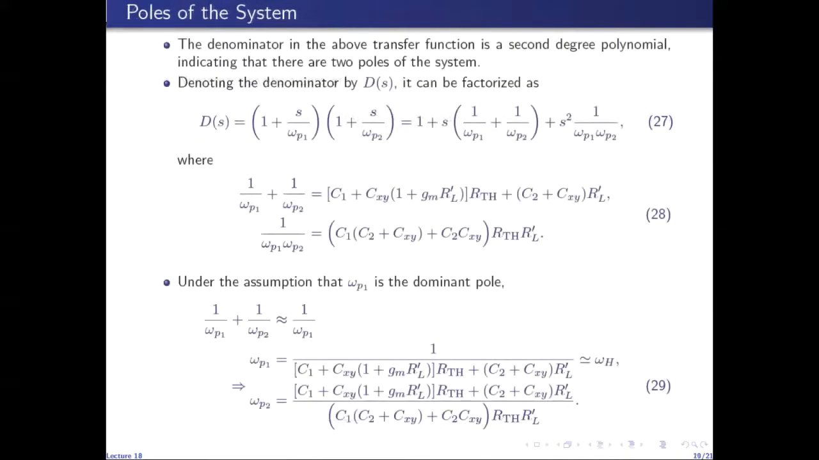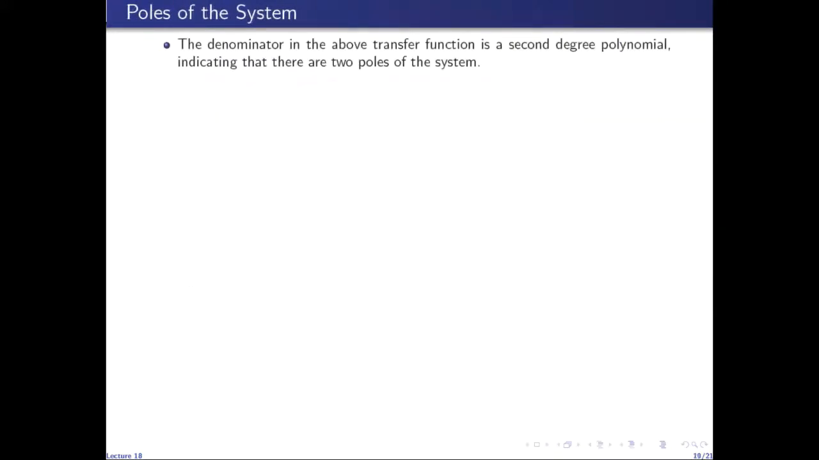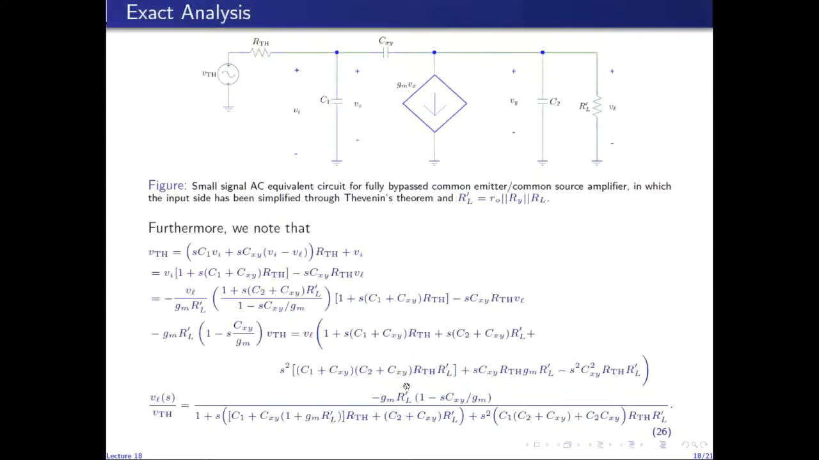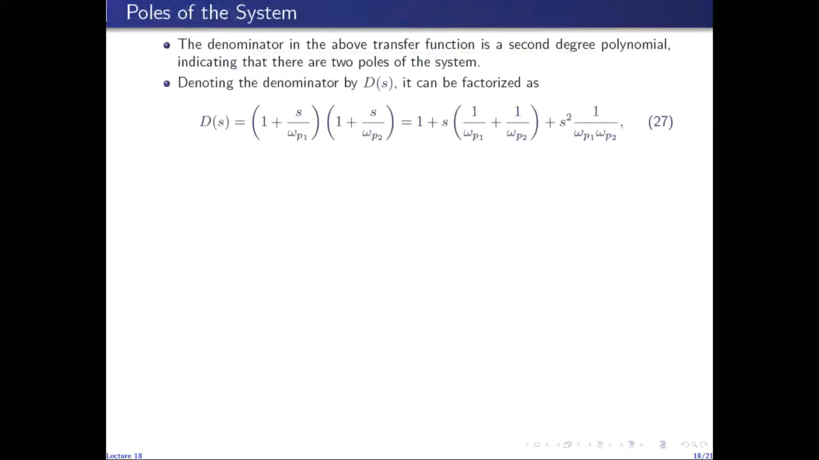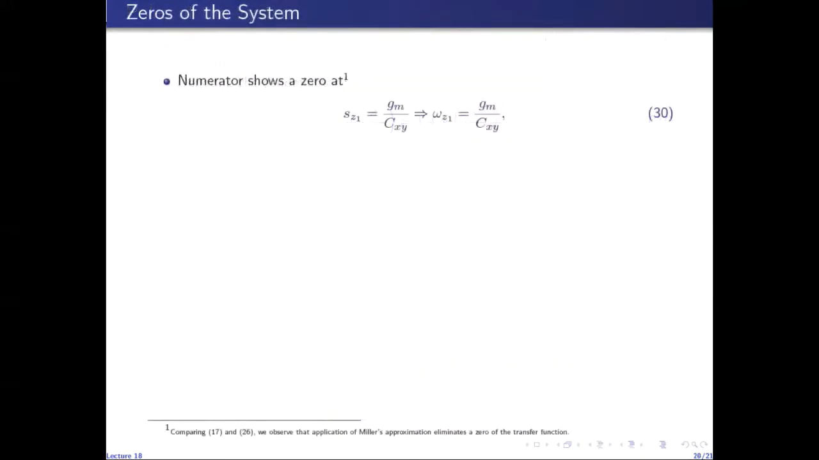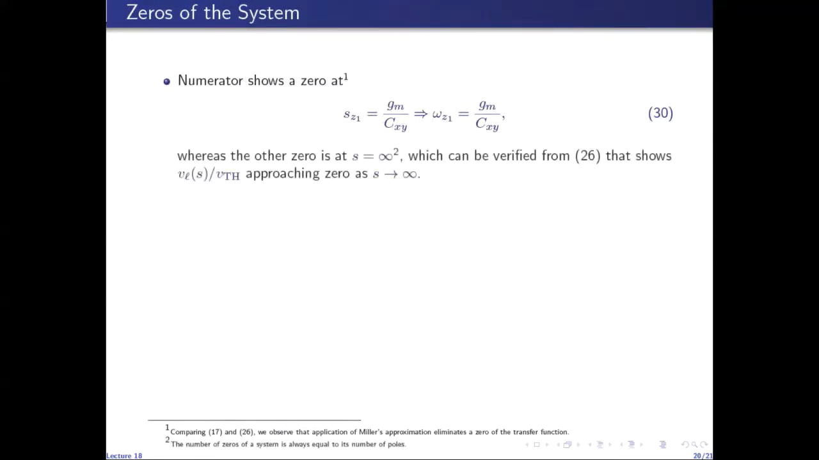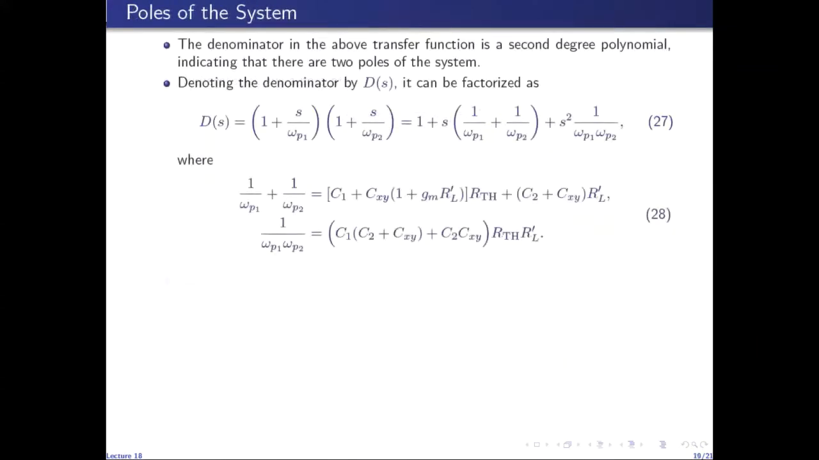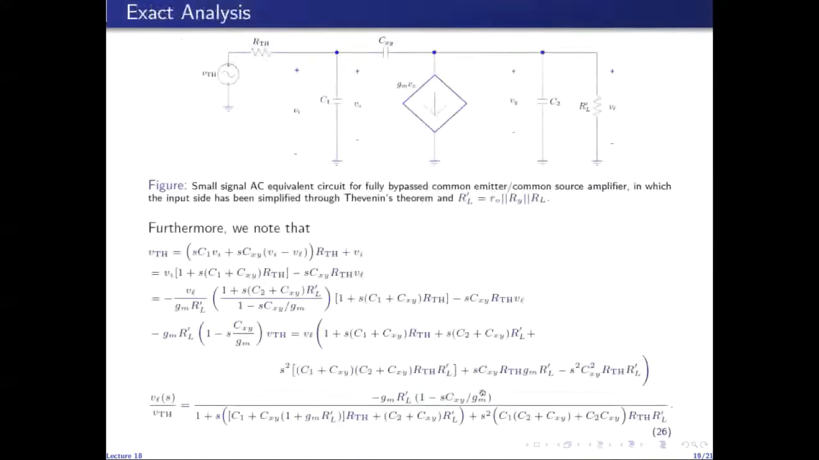On the other hand, we see that the numerator is a polynomial of degree 1, which means that there is 1 zero at finite frequency. But since there are two poles, there must be two zeros. So the other zero is at infinite frequency. So this zero at finite frequency is given by gm over Cxy, because if I put s equal to gm over Cxy, this factor will become 1 and this numerator will become 0. So the transfer function will become 0.